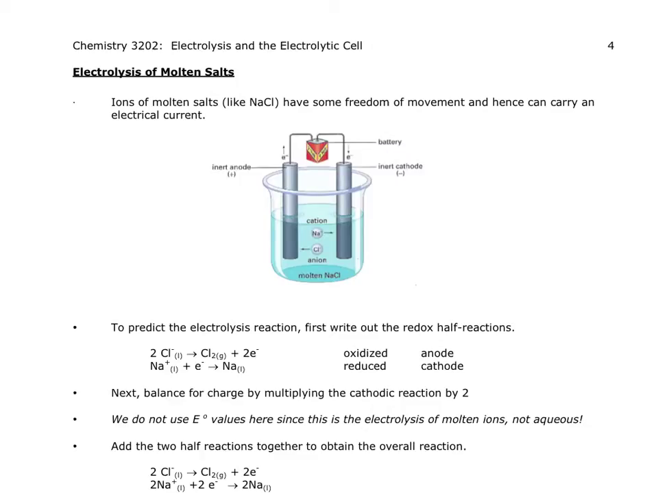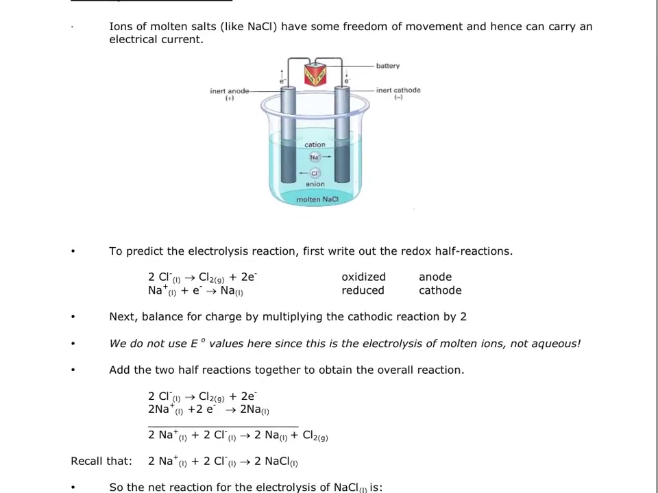The second type of question is the electrolysis of molten salts. Recall from previous education that molten simply means melted form, not liquid form, but melted. It's just so warm that it has melted, kind of like molten lava. Ions of molten salts, like sodium chloride, have some freedom of movement and hence can carry an electrical current. So when sodium chloride is in solid form, it cannot carry an electric current, but when it is in molten form, it can. This would be the apparatus used for that.